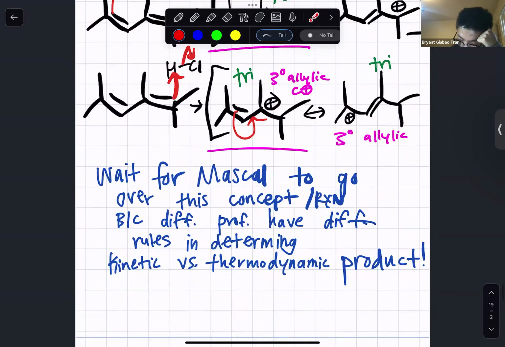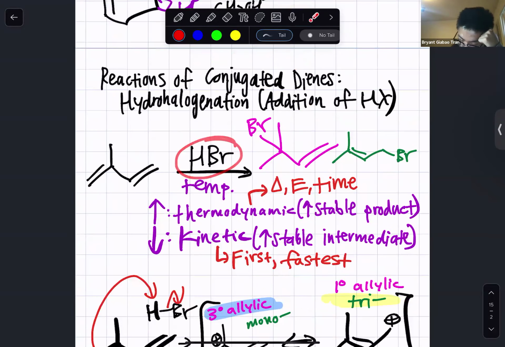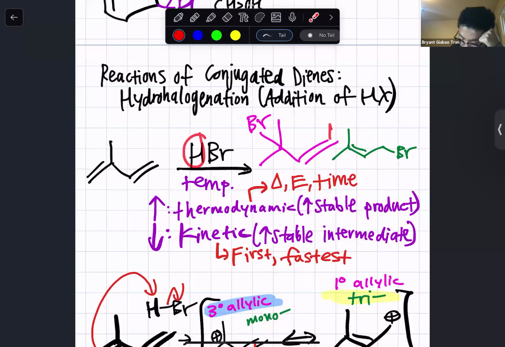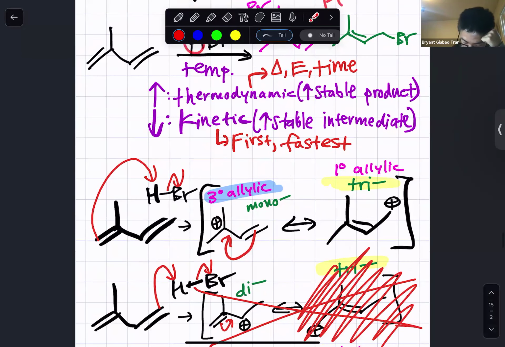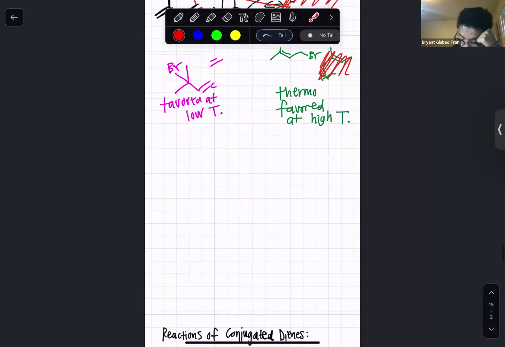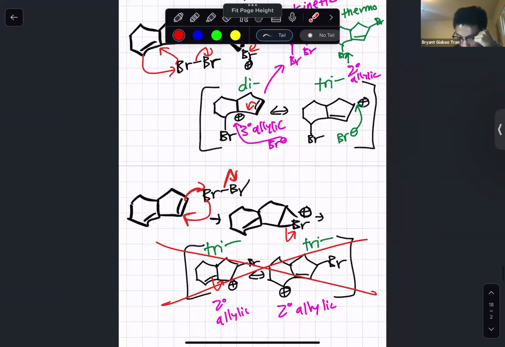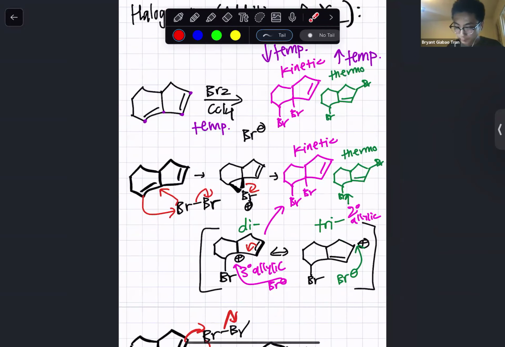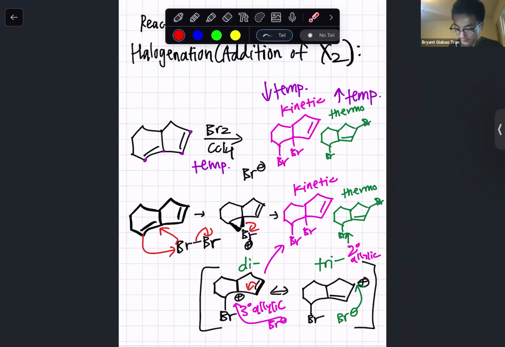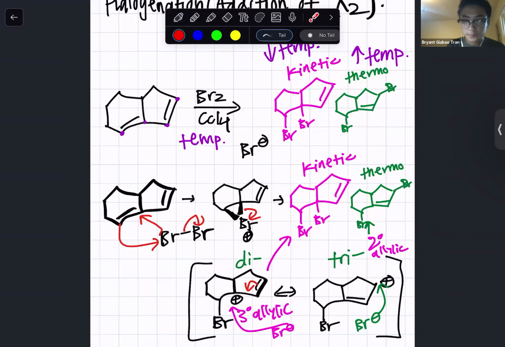If we react it with HX, like this right here, we only get one X. Right? Because the H here is attached somewhere in the structure, but it's invisible. Right? But the principles, the thermodynamic product giving you the more stable double bond and the kinetic product coming from the more stable intermediate, are the exact same for these reactions here. Right?